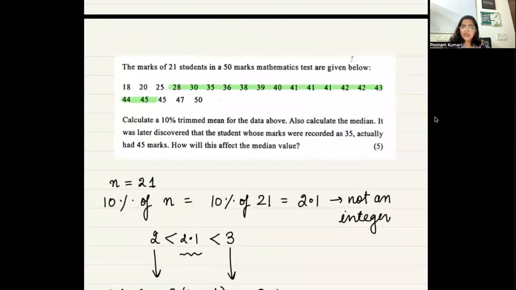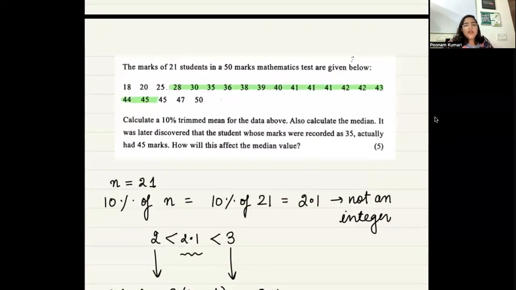Chalo. Now let's continue this question. Let's try to finish it up. The next question is also to calculate the median. So how do you calculate the median for this? There are 21 students. So what will be the median here? The 11th observation. So 21, the 11th place, right? So what is the 11th place? 41. 3, 4, 5, 6, 7, 8, 9, 10, 11. So this is the median, 41, right? This is the median value.